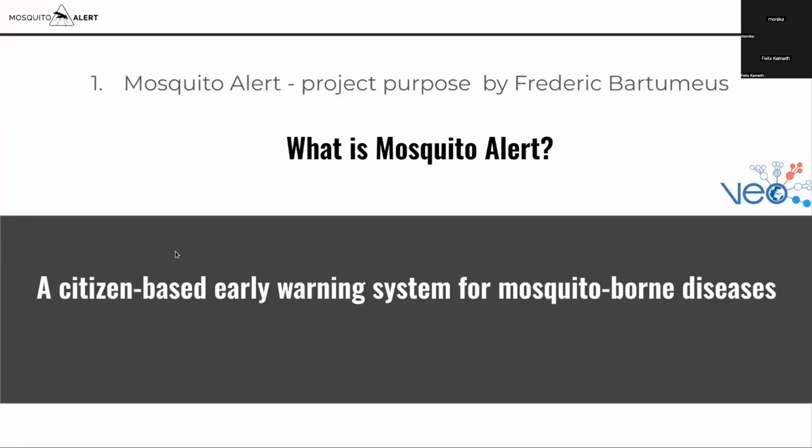Okay. So the first thing is, what is Mosquito Alert? Mosquito Alert can be defined, with these words, as a citizen-based early warning system for mosquito-borne diseases. As you can see here, there's a set of keywords. The first one is citizen-based. So this is a participative system where we are asking citizens for information to build an early warning system, which would allow us to anticipate the invasion, because many of these mosquitoes that we're tackling are invasive mosquitoes in Europe.